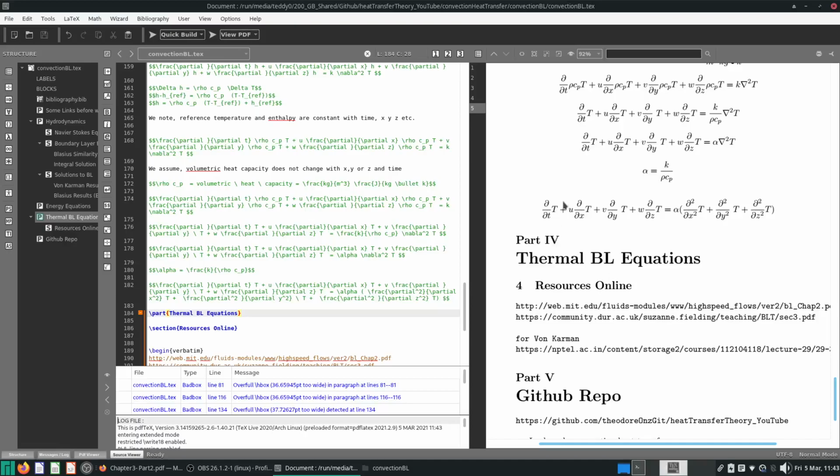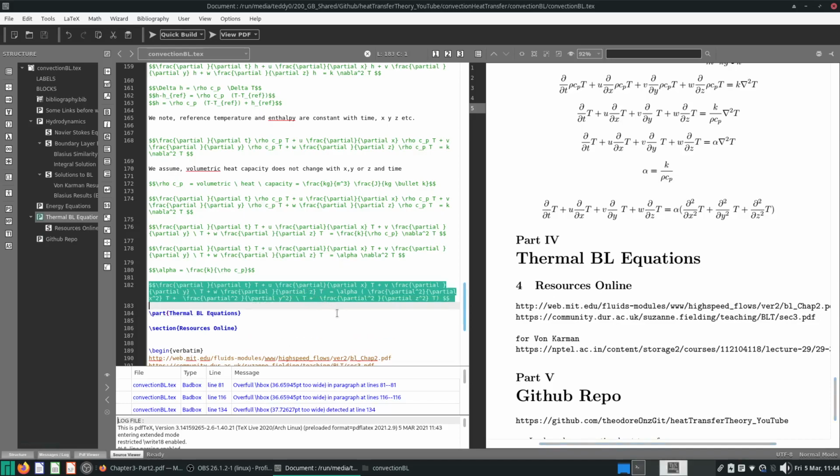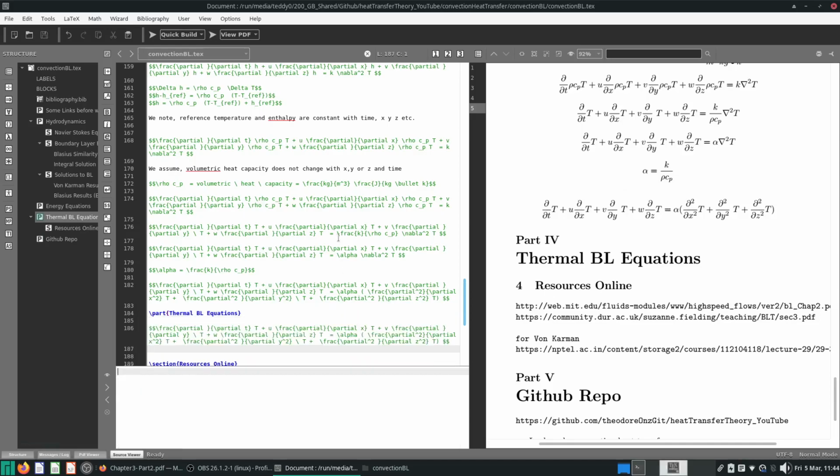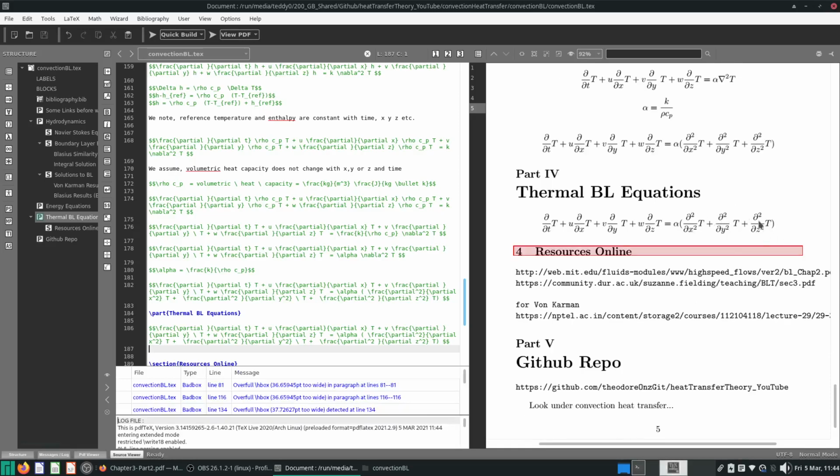Hello, welcome everyone. Today we're going to continue where we left off in our thermal boundary layer equations. This was the energy equation that we found ourselves reducing. We reduced the thermal energy equations to this, and mostly it's contributed to by thermal energy. So now we want to start cancelling off terms.